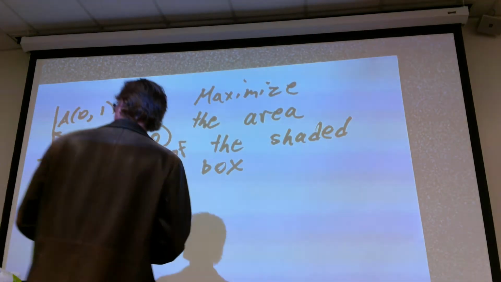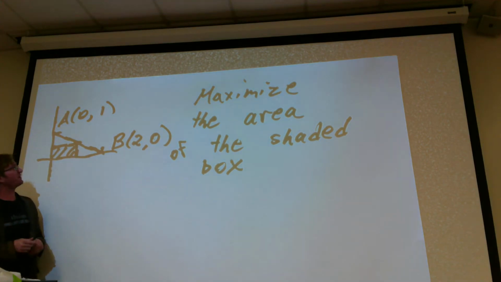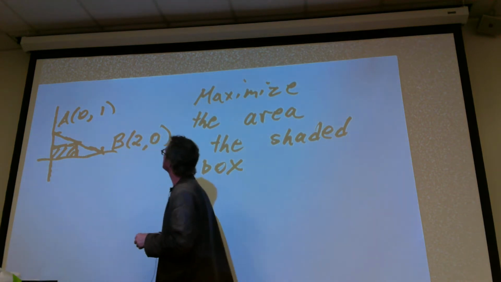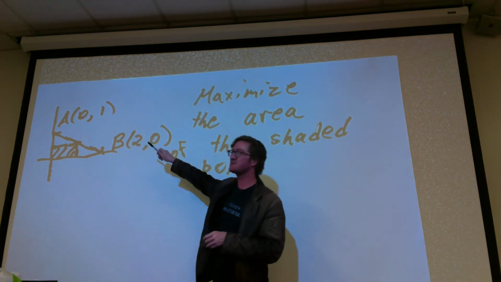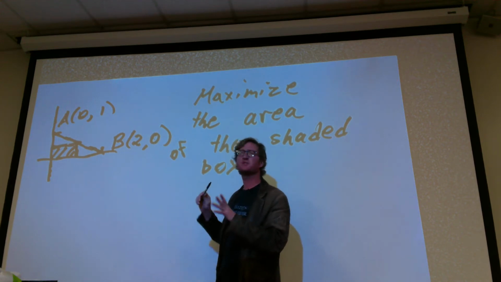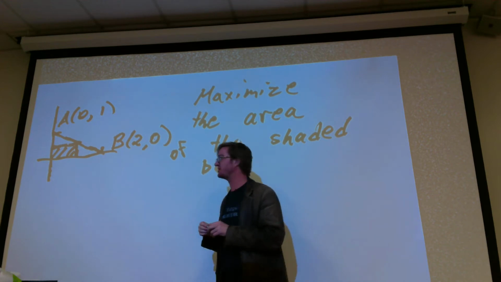Okay, so another example. We're going to try to maximize the area of this shaded box, and the corner of the box is going to end up on this line segment. It's going to be somewhere on that line, okay? So we need to think about what we are really doing.